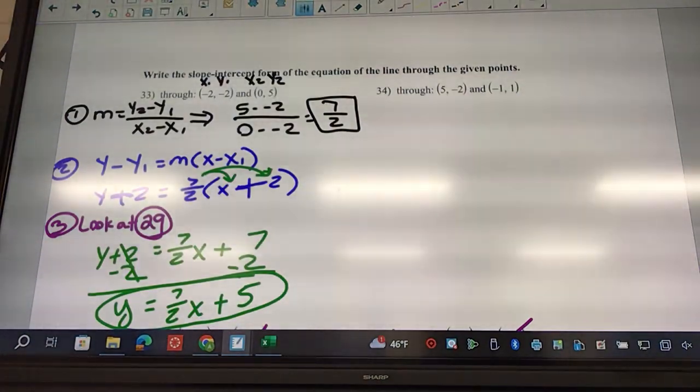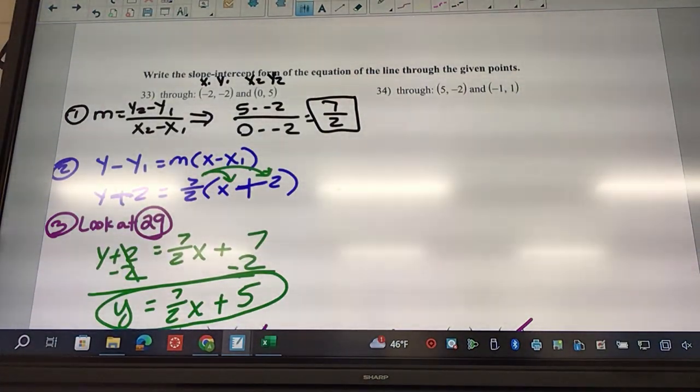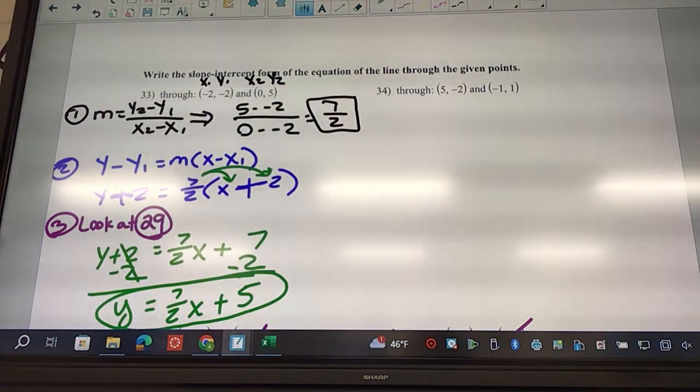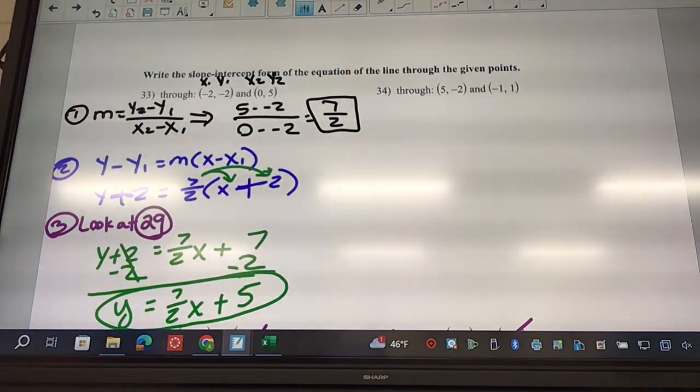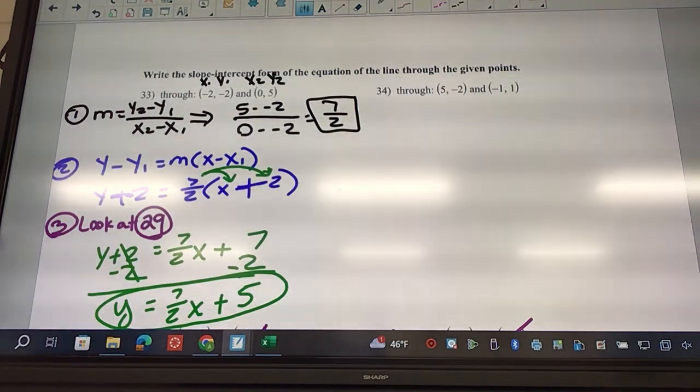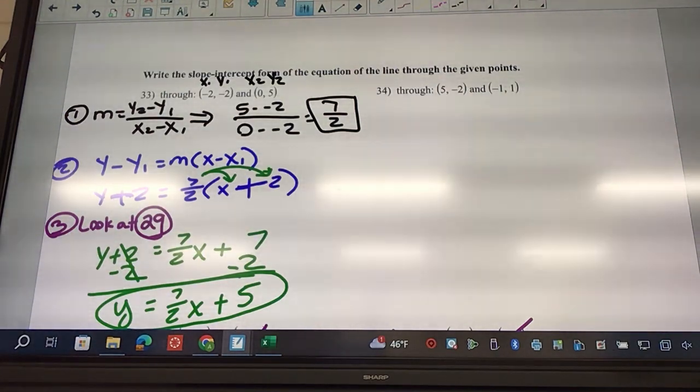Do not leave this problem blank on your quiz. I know that it's overwhelming. Not even quiz, test. Test is 50% of your grade. I know that it's overwhelming. It's a lot of steps. It's a lot of work. But because it is, it's worth the most. Don't leave it blank.